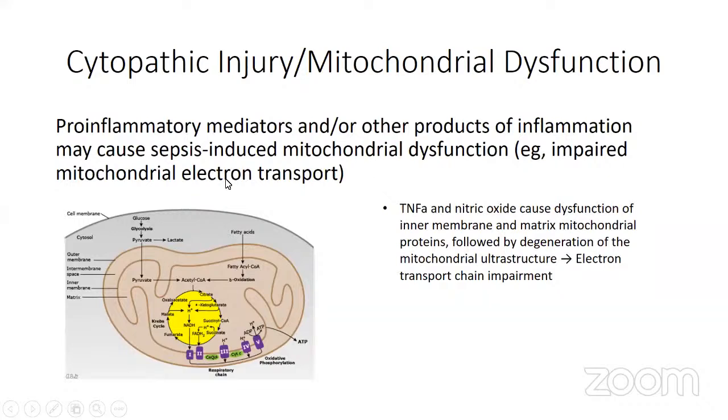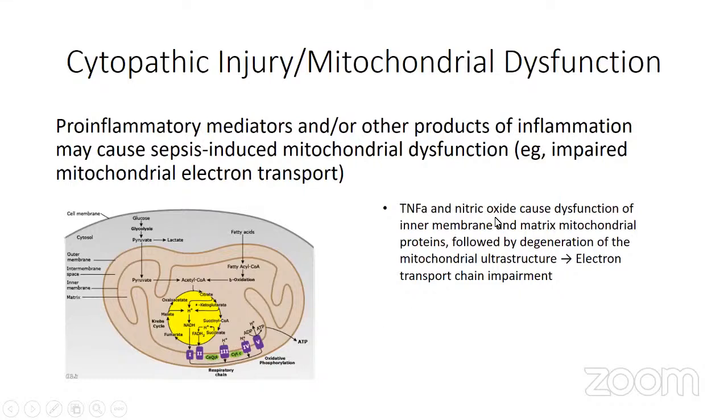For example, impaired electron transport chain. Now, this is the mitochondria, basically, and remember the Krebs cycle. We shall look at it again in more detail. And this is the electron transport chain. Importantly here, we note that TNF-alpha and nitric oxide cause dysfunction of the inner membranes. So remember this anatomy, we have an outer membrane, intermembrane, and inner membrane. And it is in the inner membrane, if you follow this line, where the electron transport chain proteins are attached: the complex 1, 2, 3, 4, and then CoQ enzyme, and then cytochrome C.